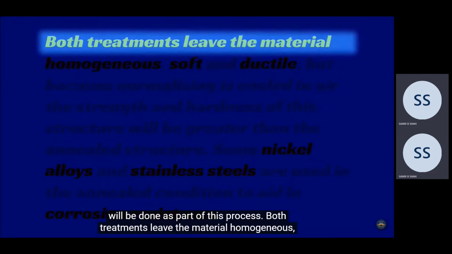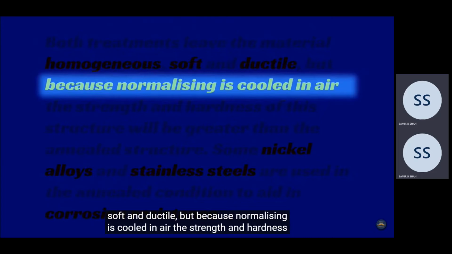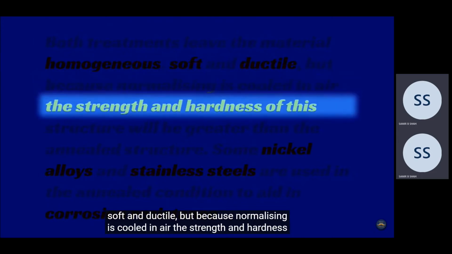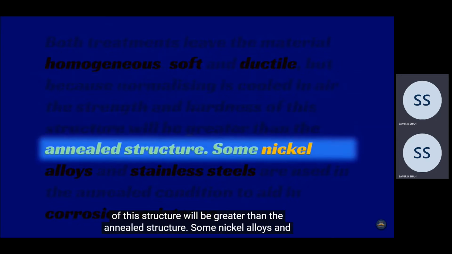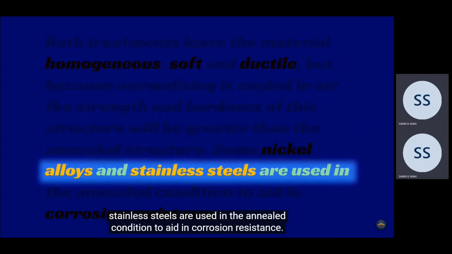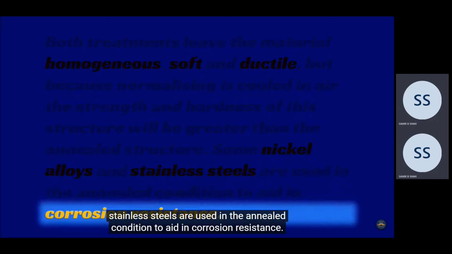Both treatments leave the material homogeneous, soft and ductile. But because normalizing is cooled in air, the strength and hardness of this structure will be greater than the annealed one. Some nickel alloys and stainless steels are used in the annealed condition to aid in corrosion resistance.